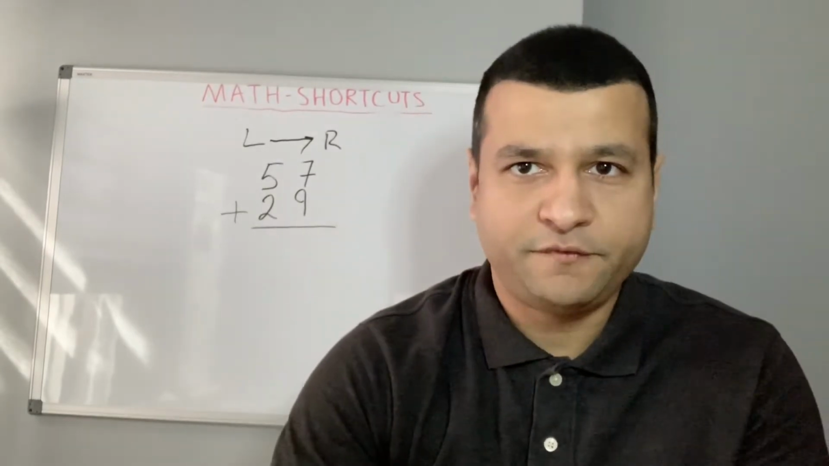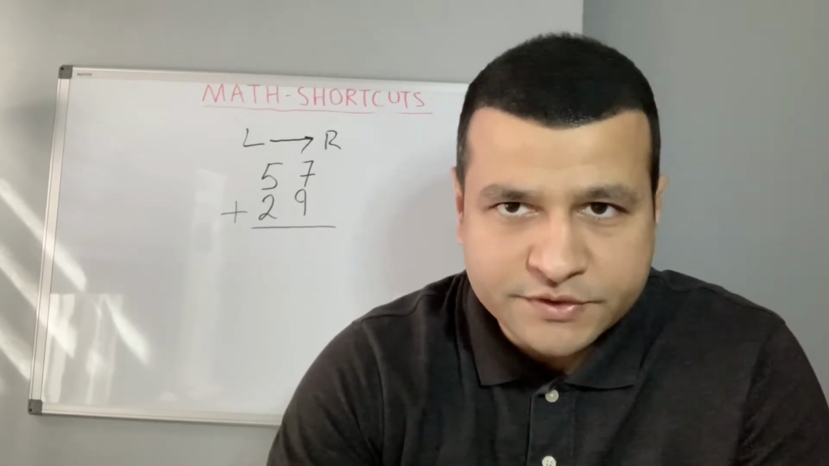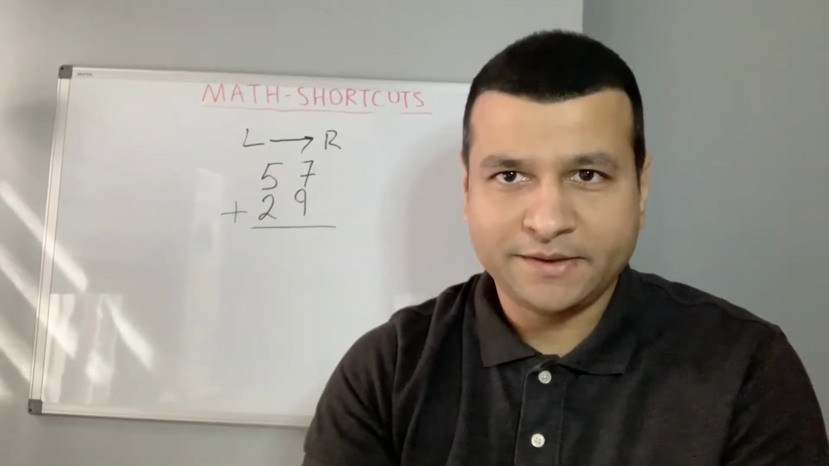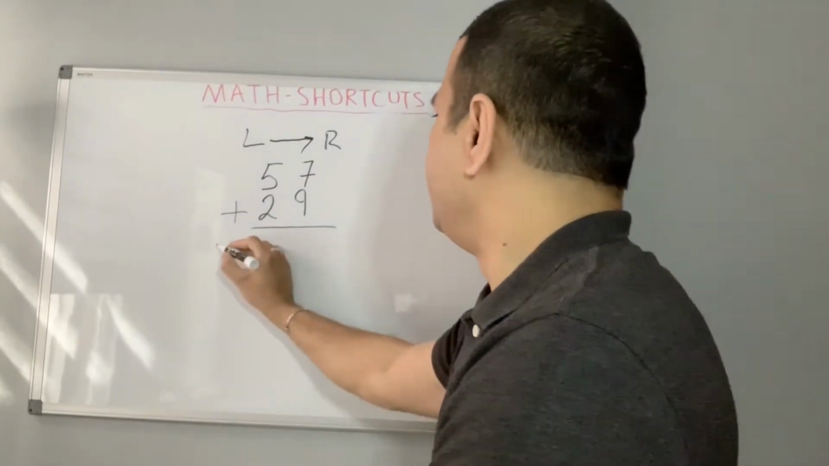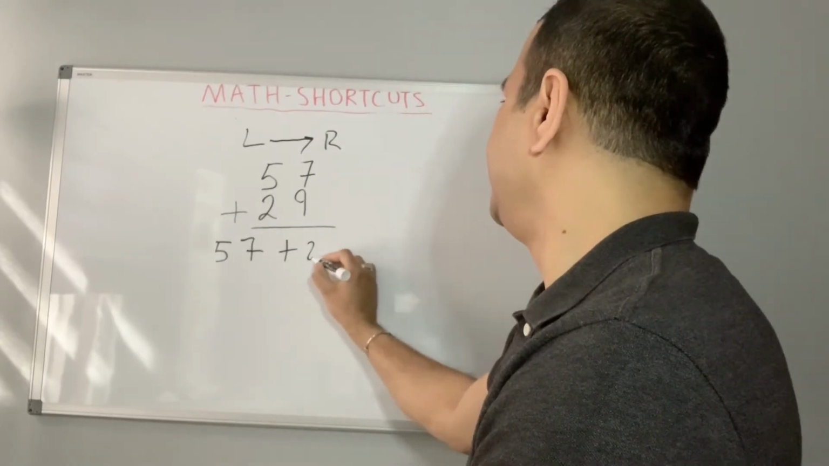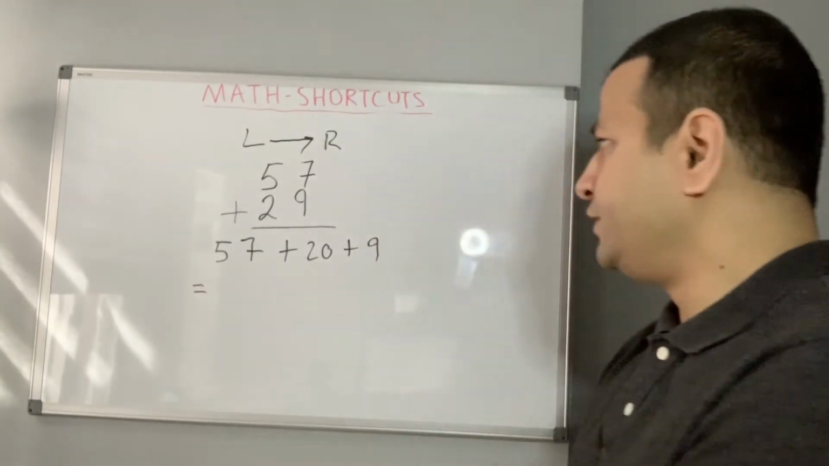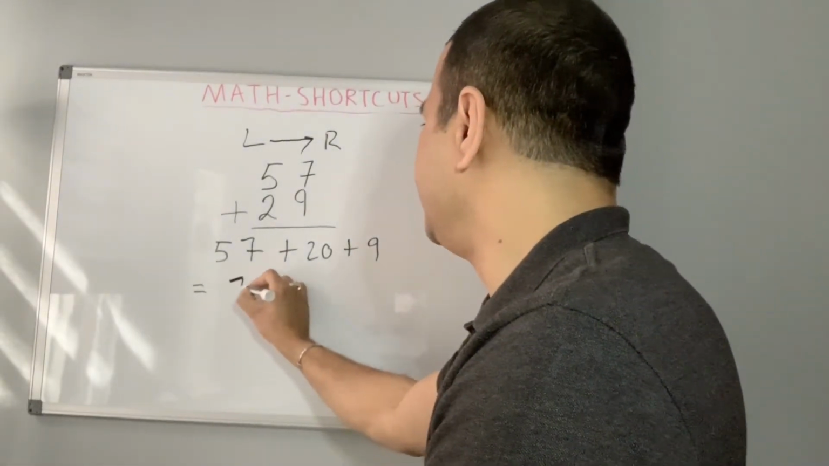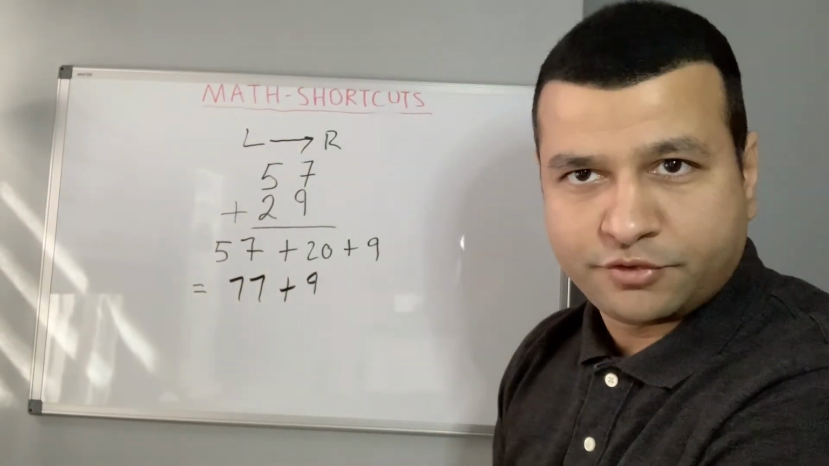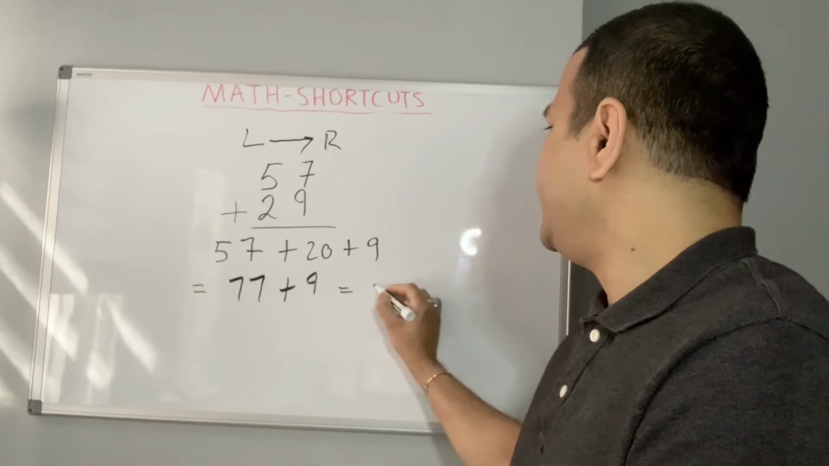Before I even tell you about this method, friends, always remember it's easier to work with numbers ending with a 0 than otherwise, because it's always easier to add a number like 10, 20, 30, 40 because it has a 0 at the end. Keeping that in mind, let's start the calculation. So we can write 57 plus 29 as 57 plus 20 plus 9, right? And now you will see it's always easier to add 20 to 57, which will make this 77 plus 9. Now 77 plus 9 is easier to do than 57 plus 29, right? So 77 plus 9 gives you 86.